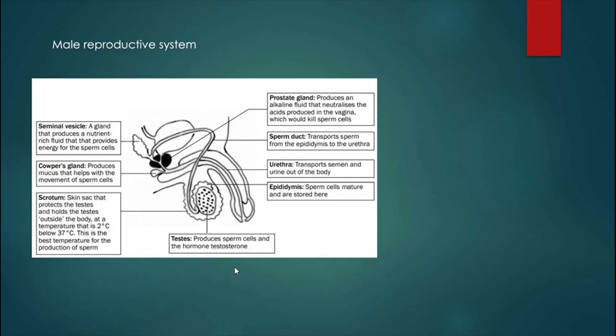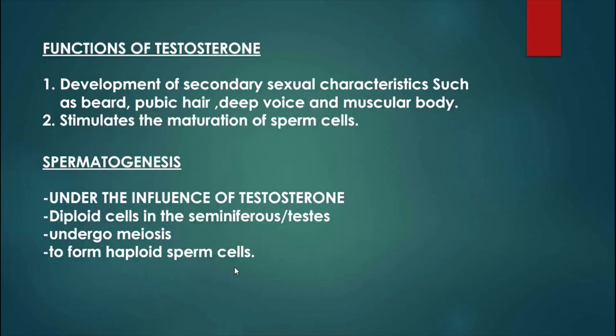Now let's look at the hormone testosterone. It is important for the development of secondary sexual characteristics such as beard, pubic hair, deep voice, and muscular body. It also stimulates maturation of the sperm cells. It is secreted by what? It is secreted by the testes.